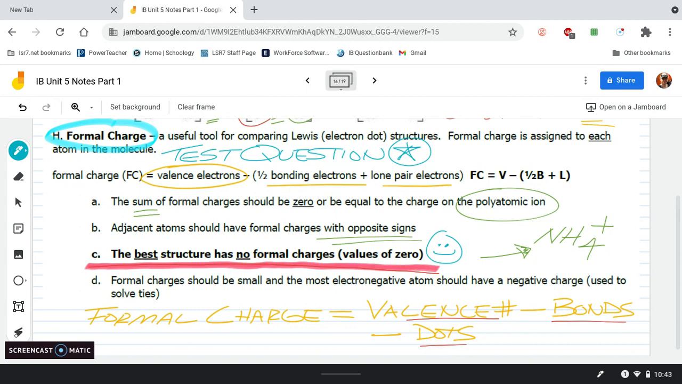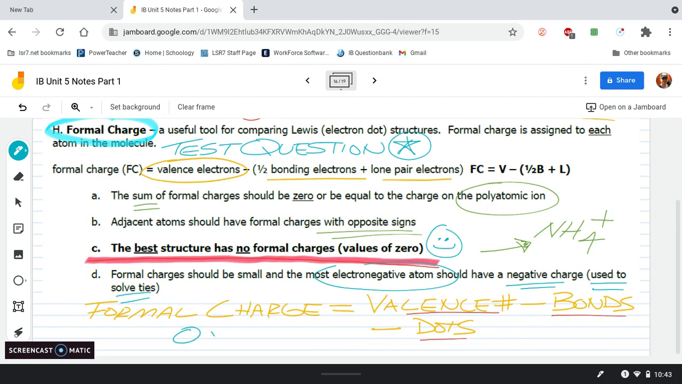Now, the formal charges should be small. So you shouldn't have formal charges like 6 and 8 and 9. They should be small. And then if you have a tie, the most electronegative atom should have a negative formal charge. So if I had a tie and I was comparing oxygen versus nitrogen, oxygen's more electronegative, so it should be the one with the negative formal charge, okay? Don't worry about ties. I will not give you a tie on the test. You just need to find the one with the zeros.